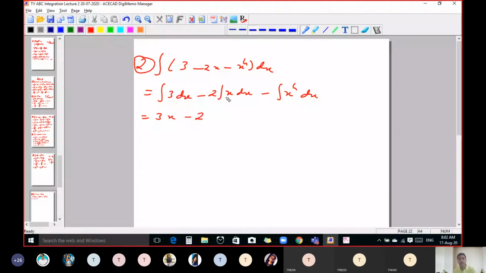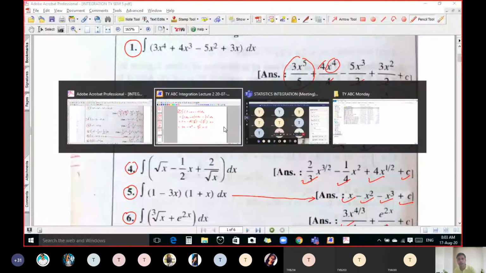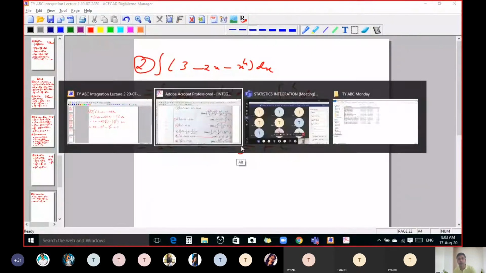Minus, here the power of x is 1, so it is x square upon 2, and here the integration of x raised to 4 is x raised to 5 upon 5. So the ultimate answer is 3x minus, if we cancel 2, x square minus 1 upon 5 into x raised to 5, or x raised to 5 upon 5, it's the same thing, plus c. So this is the answer for question number 2. This is the answer: 3x minus x square minus x raised to 5 upon 5.